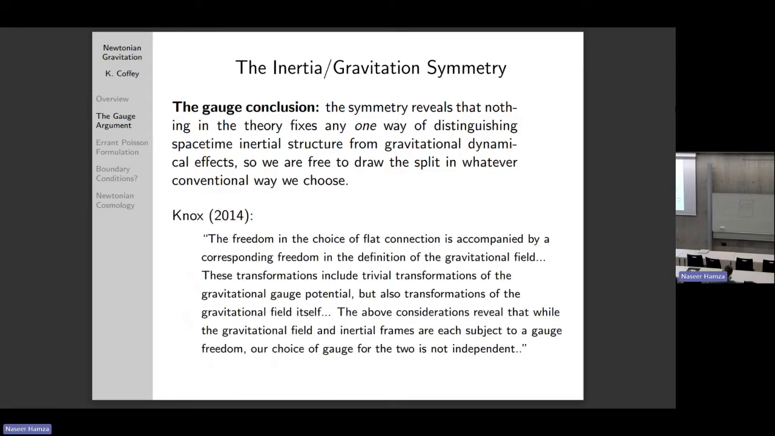So this is Knox writing again in that same paper. The freedom in the choice of a flat connection is accompanied by a corresponding freedom in the definition of the gravitational field. These transformations include trivial transformations of the gravitational gauge potential, but also transformations of the gravitational field itself. The above considerations reveal that while the gravitational field and inertial frames are each subject to a gauge freedom, our choice of gauge for the two is not independent.